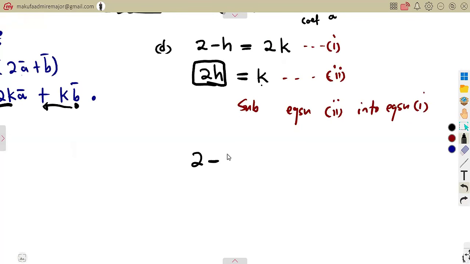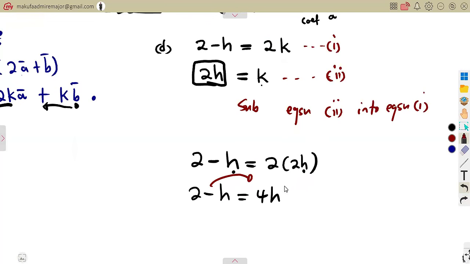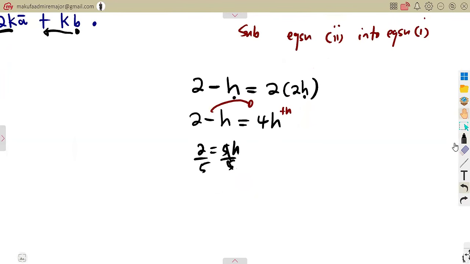So that's 2 minus h is equal to 2 times k, where our k is equal to 2h. This is an equation in terms of h. We can solve for h. These are simultaneous equations. Solve the way that you want. So you can transpose minus h, and this side becomes a positive h. So 2 is equal to 5h, divided by 5. So h is going to be 2 over 5.